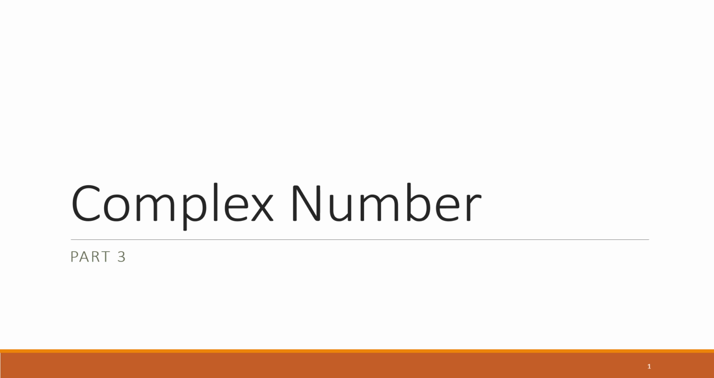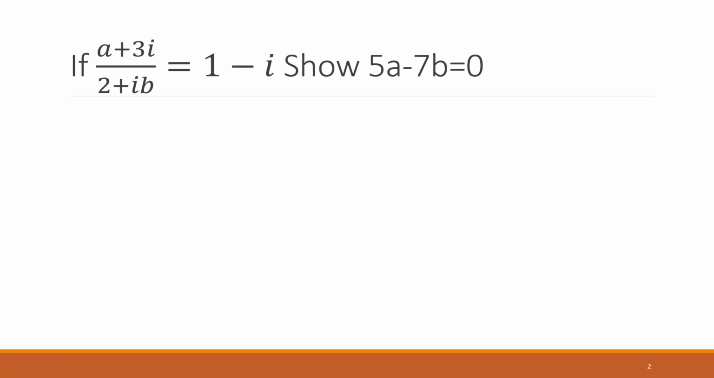Very good afternoon, children. Let's move on to a few more sums from the first exercise, and then we'll learn how to represent a complex number on the Cartesian plane and what we mean by modulus and argument. So the first question is, if (a + 3i)/(2 + ib) is equal to 1 − i, you have to show that 5a − 7b = 0.